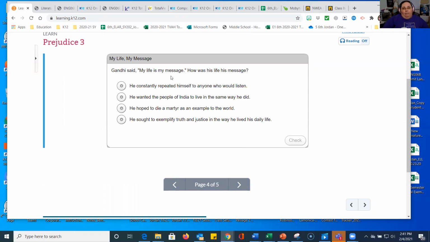Gandhi said, "My life is my message." How was his life his message? A, he constantly repeated himself to anyone who would listen. B, he wanted the people of India to live in the same way he did. C, he hoped to die a martyr as an example to the world. Or D, he sought to exemplify truth and justice in the way he lived his daily life. Pick your answer, check it. Once you know the answer, be sure to copy and paste that into the review document.